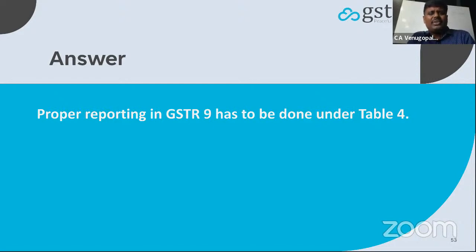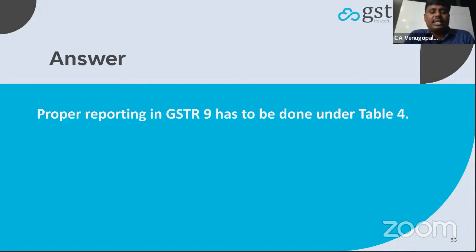Now, is this the right way of presentation? The answer is, to the extent possible in the given permutation and combination, this is the best you can do. The best way is, since this credit was not belonging to you, you should not have availed it. So just reverse it through DRC-03 if you want to avoid litigation.